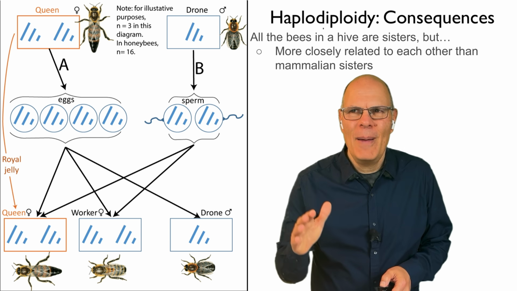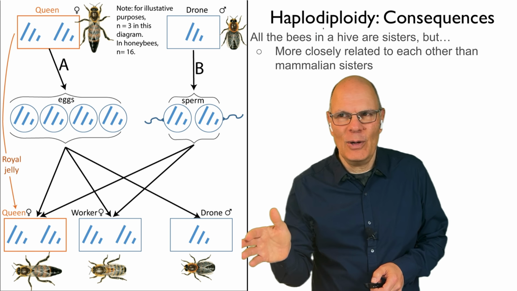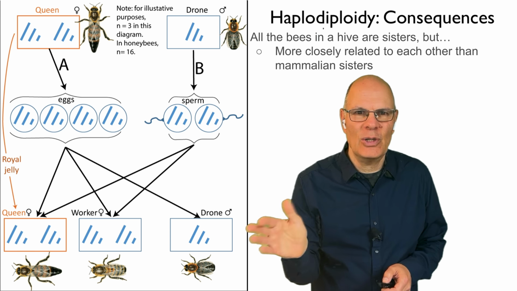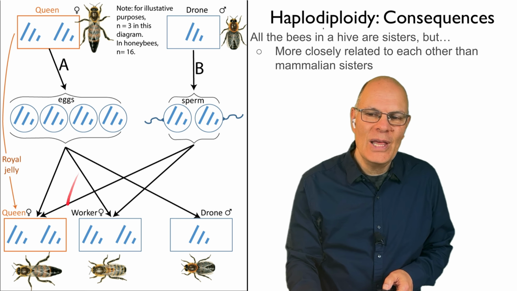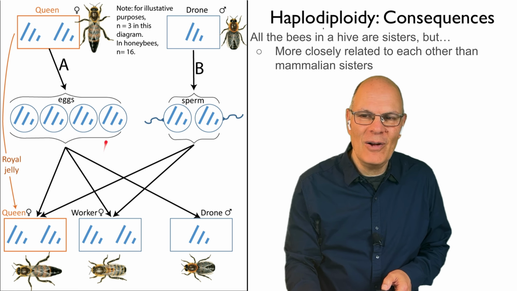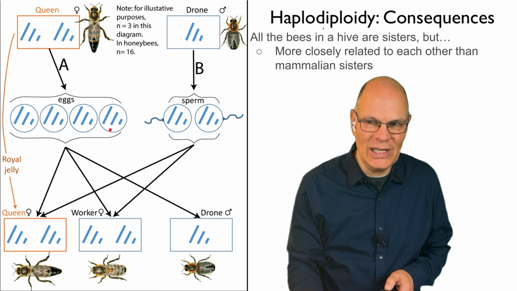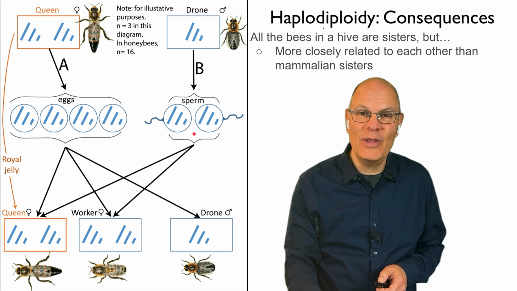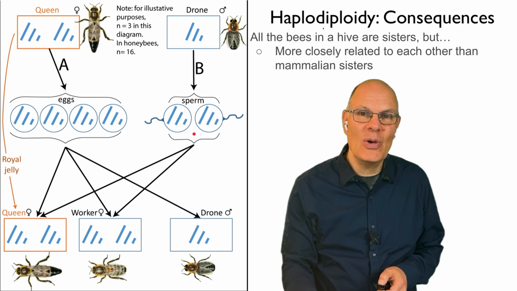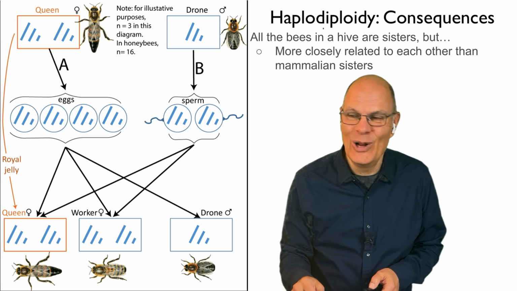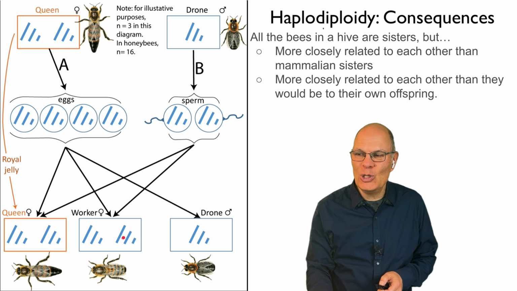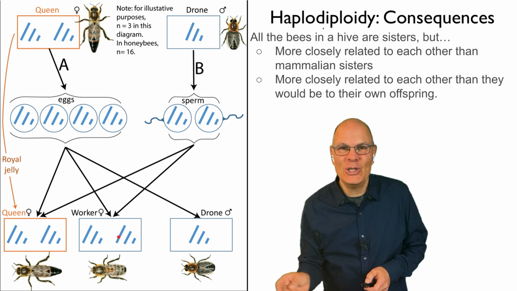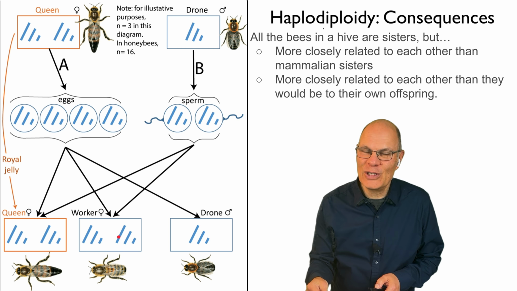Just think about it. Mammal sisters inherit half their mom's genes, half of their dad's genes, so they're 50% related to one another, whereas these sisters inherit half of their mom's genes and 100% of their dad's genes, so they're 75% related to one another. They're more closely related to one another than they would be to their own offspring.